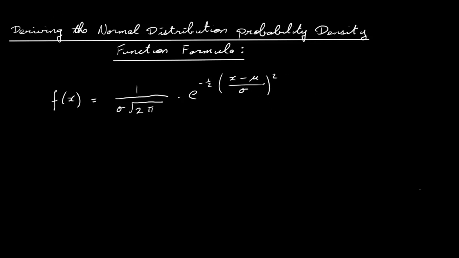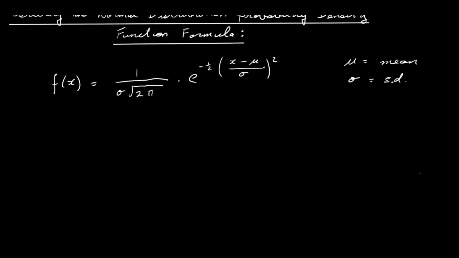Now in this case here we're going to have mu, which is the population mean, and we have sigma here, which is the standard deviation of the population. We can see here as well we've got x minus mu over sigma. That's just a z value.